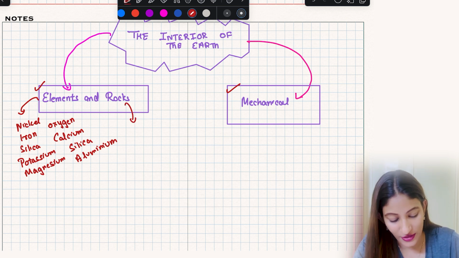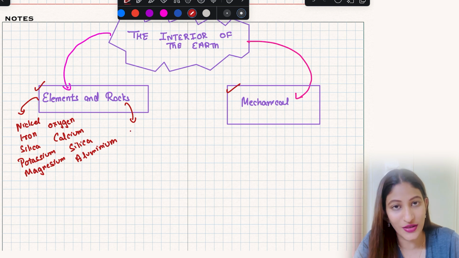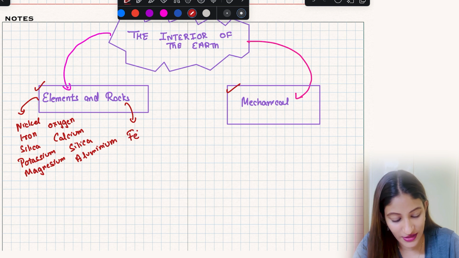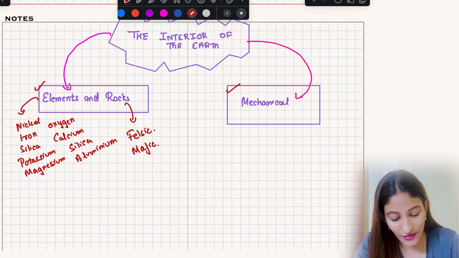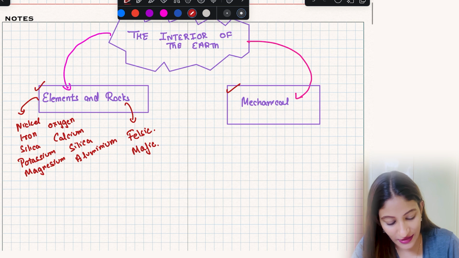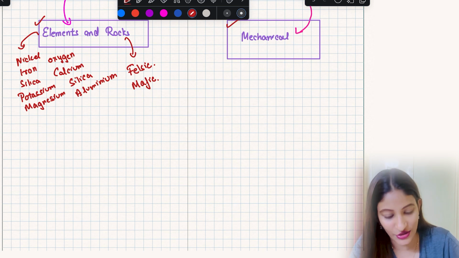So on the basis of elements that are generally found within the interior of the earth, in addition to the types of rocks, for example, what kind of rocks exist in our interior? There are two basic types of rocks. First is felsic and another one is mafic. So felsic rocks and mafic rocks, what are these? I will get into it. However, just understand, on the basis of the elements and the rocks, we divide our interior into three different regions.